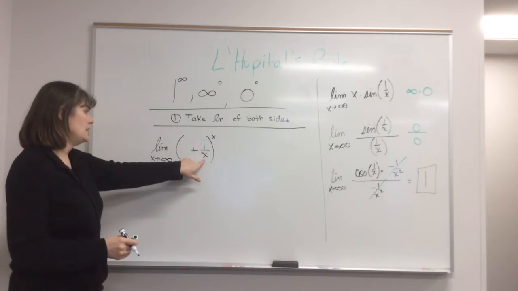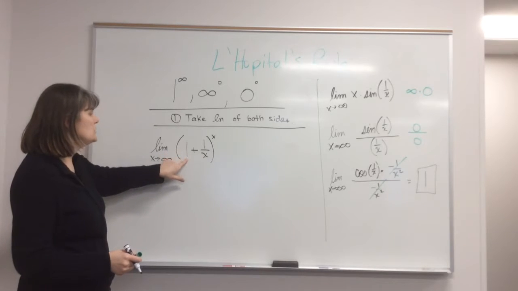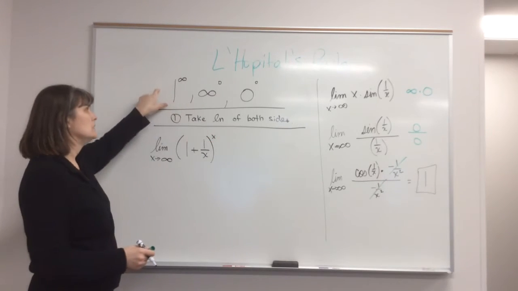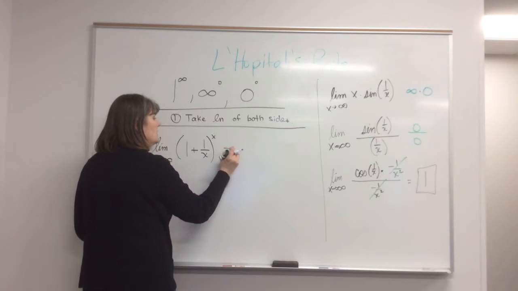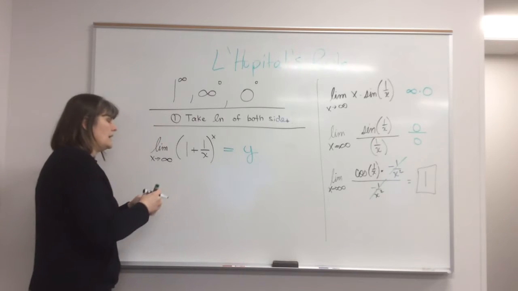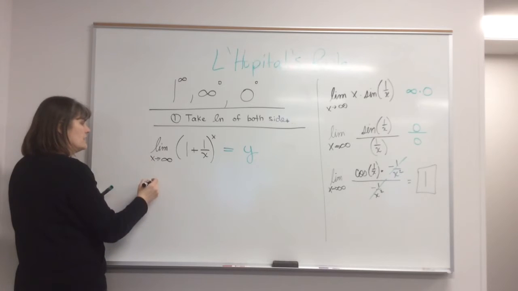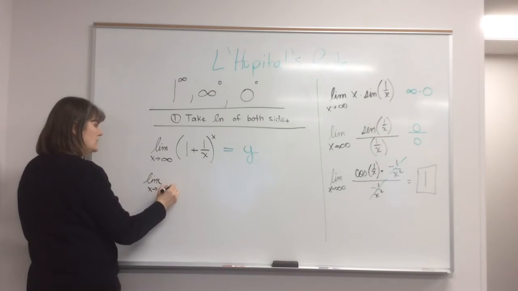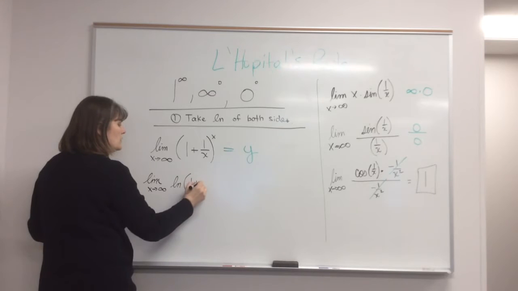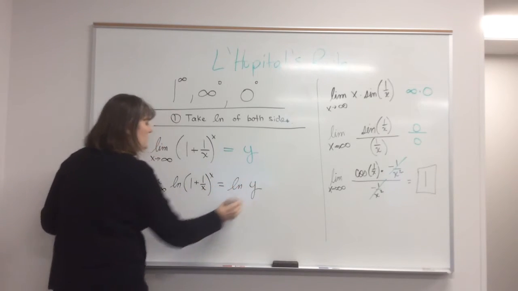Now, if I plug in infinity, 1 over a big number is 0. So it's really like I'm taking something close to 1 to a really large power. That's my case. So I'm going to set this limit equal to y. Now I'm going to take the natural log of both sides. So if I take the natural log of this side, I can move the limit in or keep it out. So as x approaches infinity, the natural log of 1 plus 1 over x to the x equals the natural log of y.